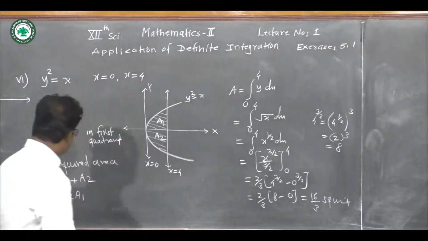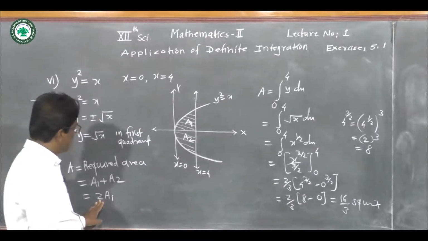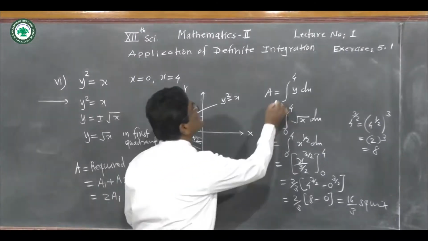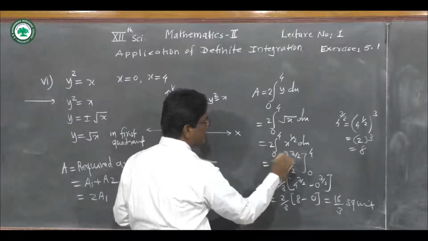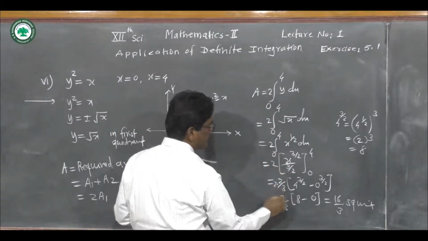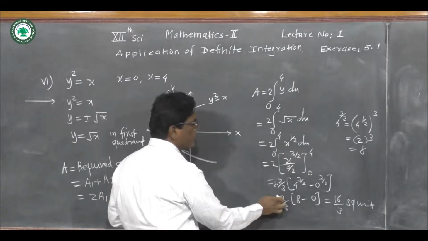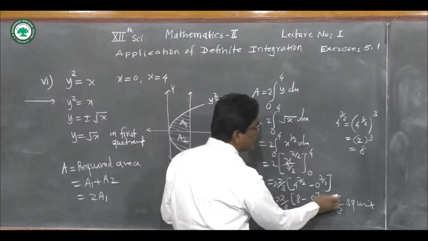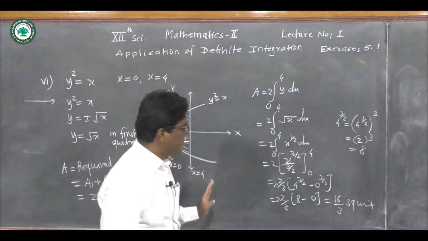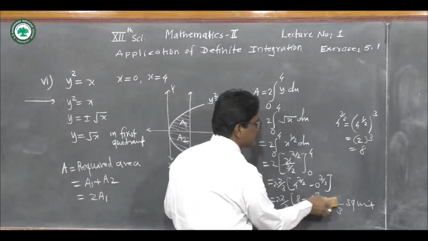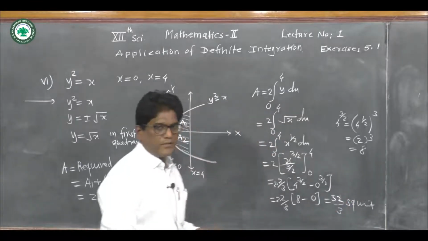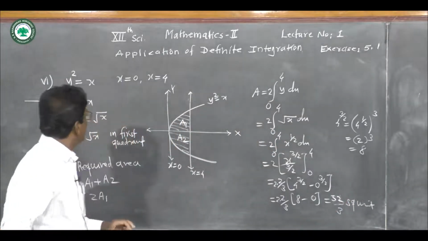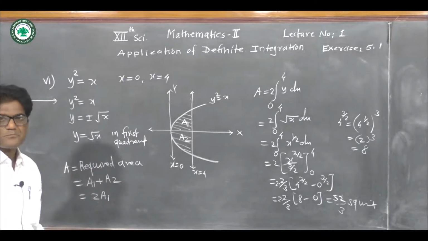Here, 2 times A1, so here it should be 2, here 2, here 2, 2 to the 4, and 4 8s are 32. Here the answer is 32 upon 3 square unit. So in this way we have completed the 6th problem.